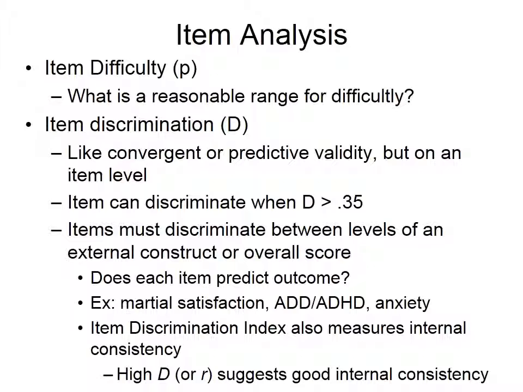So how does each item predict that outcome? Item discrimination indexes also measure internal consistency. The higher the overall D, so if you actually calculate the D for each item and then create an overall average D, in other words, a mean of all the discrimination scores, that also suggests a good internal consistency. In other words, it's fairly similar to R. The higher that overall D, the more internally consistent that test is, the more each item is fairly good at predicting whether someone is a top or bottom performer.